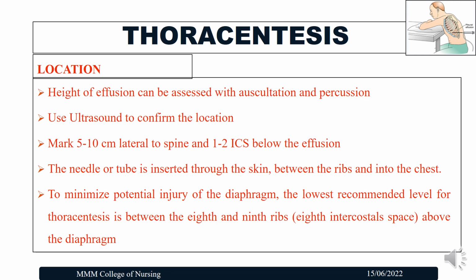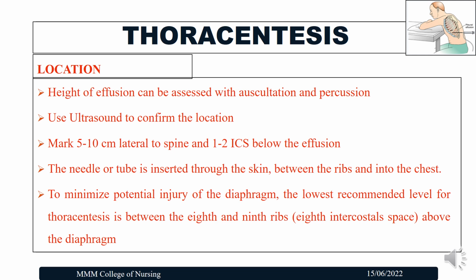So what is the ideal location for thoracentesis? Which part of the body do we have to approach to do a thoracentesis? First we need to identify the height of the effusion, that is, how far the effusion extends. This can be assessed with the help of auscultation and percussion. We can also use ultrasound to confirm the location.